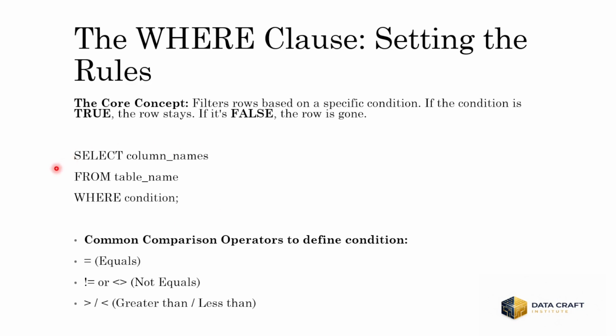This is the syntax of the WHERE clause. This particular part we have already covered in a previous video, and with the WHERE clause there is a condition. A condition can be anything, like name is equal to ABC, age less than 18 years. Common comparison operators to define the condition are equal to, like name is equal to ABC, not equal to, department is not equal to sales, greater than or less than or equal to, age greater than or equal to 18, etc.